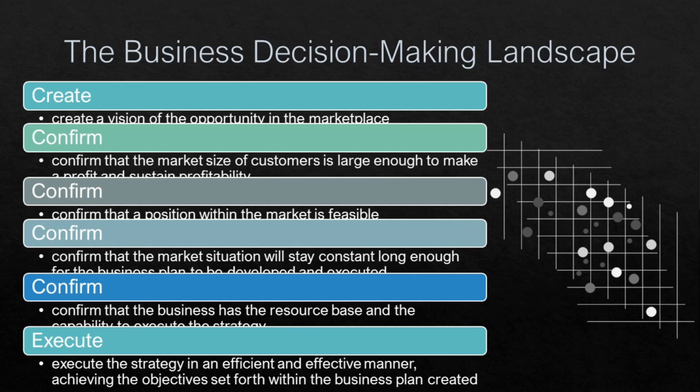They also need to confirm that the market situation will stay constant long enough, and if they are not sure that it will, what we can do to deal with the changing market landscape. They need also to confirm that the business has the resources and the capabilities they need to execute the strategy, and to execute the strategy in an efficient and effective manner and achieve the objectives.